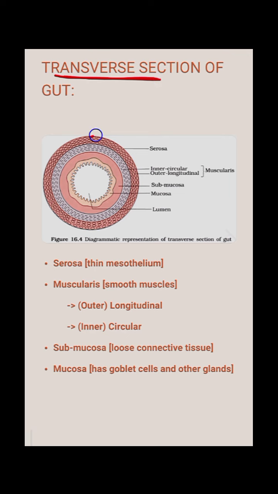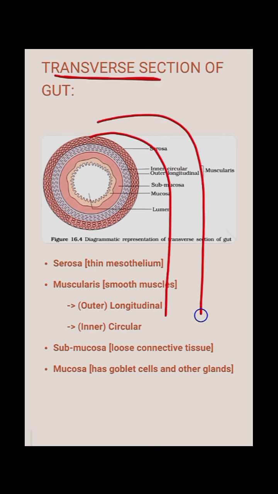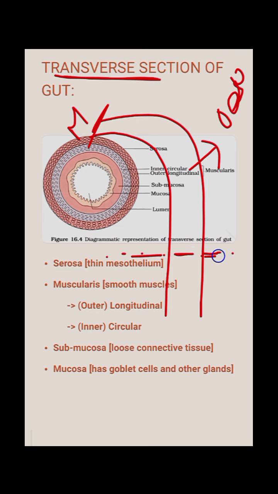Okay, if our alimentary canal starts from the mouth here, then this is the esophagus. Now we are going to give a cut here, and we are going to see what things are present in this tube, what layers are present in this tube. That is the transverse section of the gut.